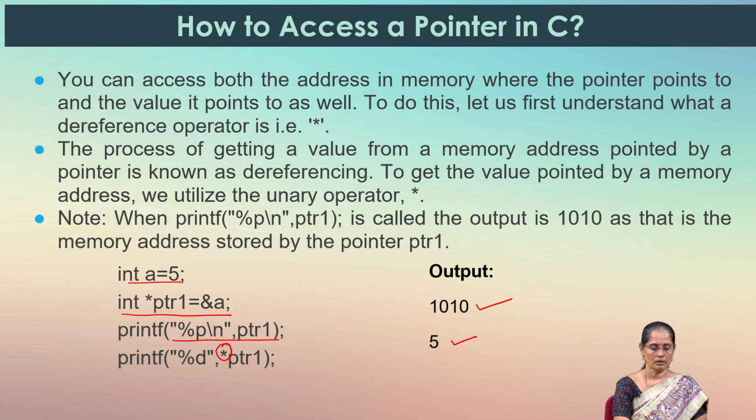Okay. So, there is a difference between accessing the pointer directly and accessing the value stored in the pointer. When you want to access a pointer directly, it is done by just the pointer variable's name. If you want to access the value stored in that pointer, we need to use the asterisk operator along with the pointer variable's name.